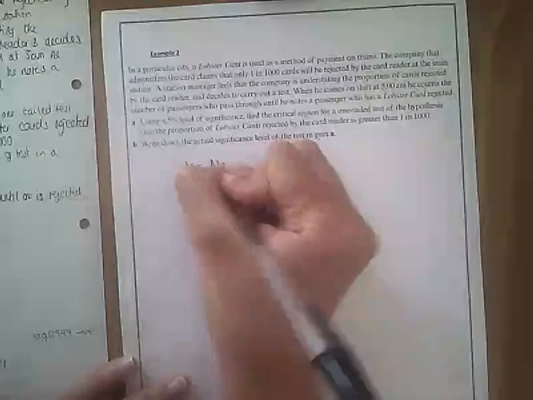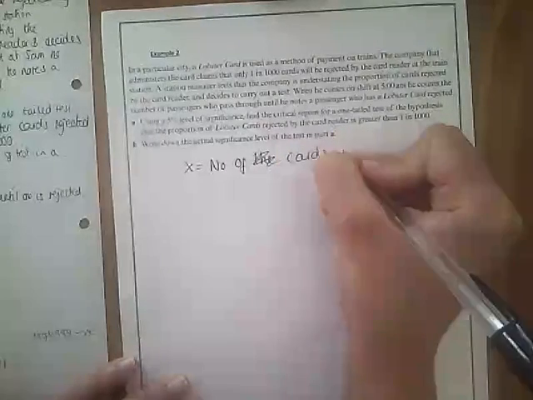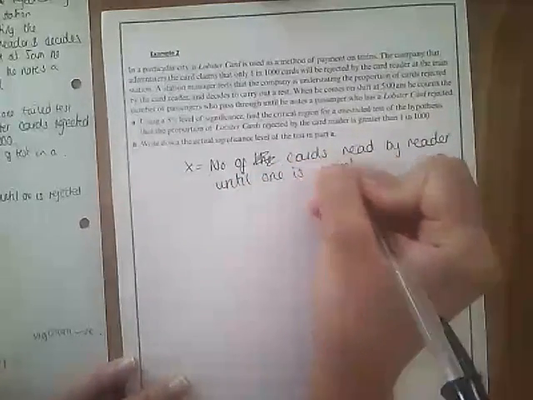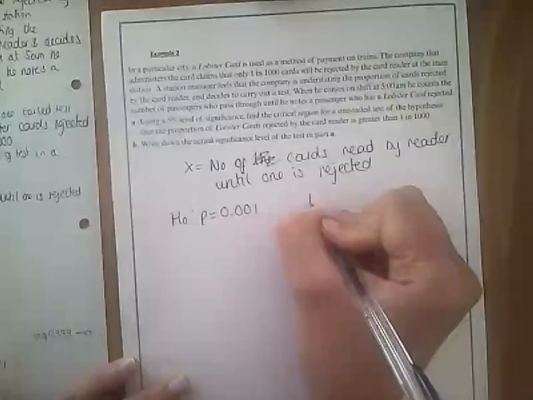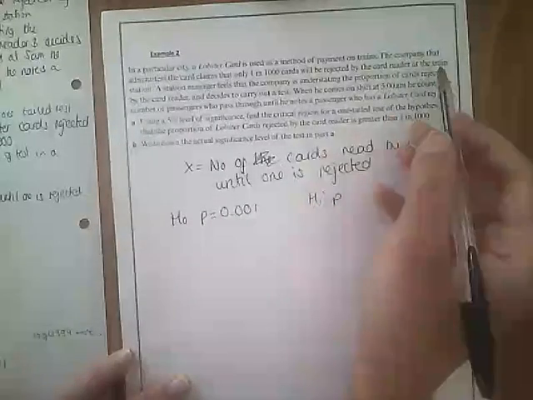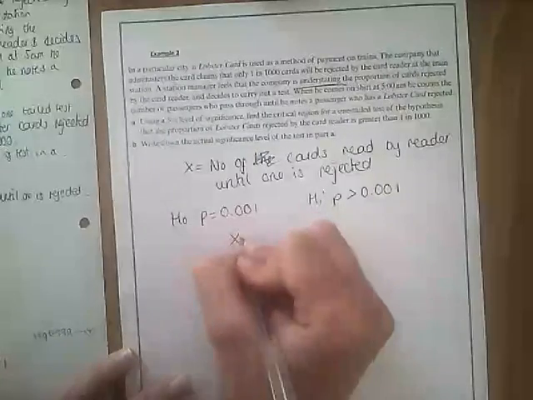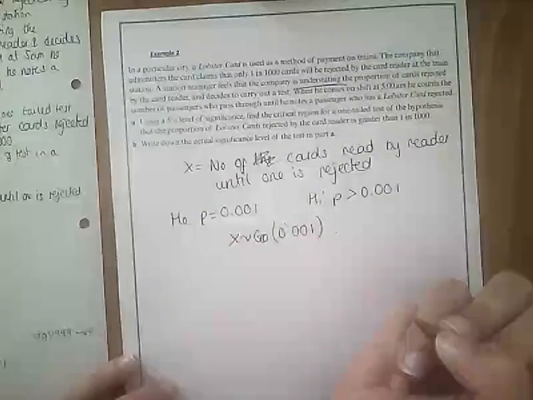Okay, so same old, same old. So we've got X being the number of cards read by the reader until 1 is rejected. Our null hypothesis is going to be 1 in 1,000, so 0.001. And our alternative, he thinks they're understating, so he thinks that the probability is actually going to be greater. Okay, set up your geometric distribution, 0.001. And it's a 5% significance level.